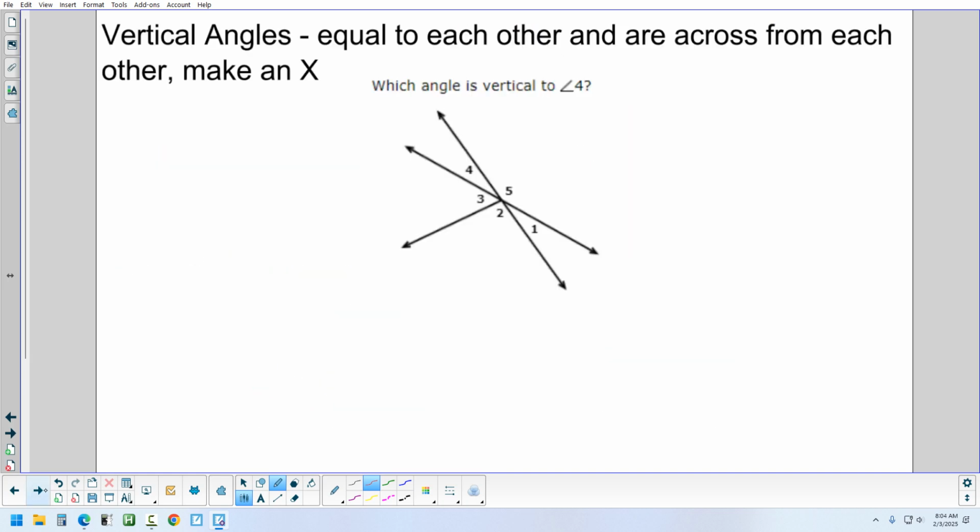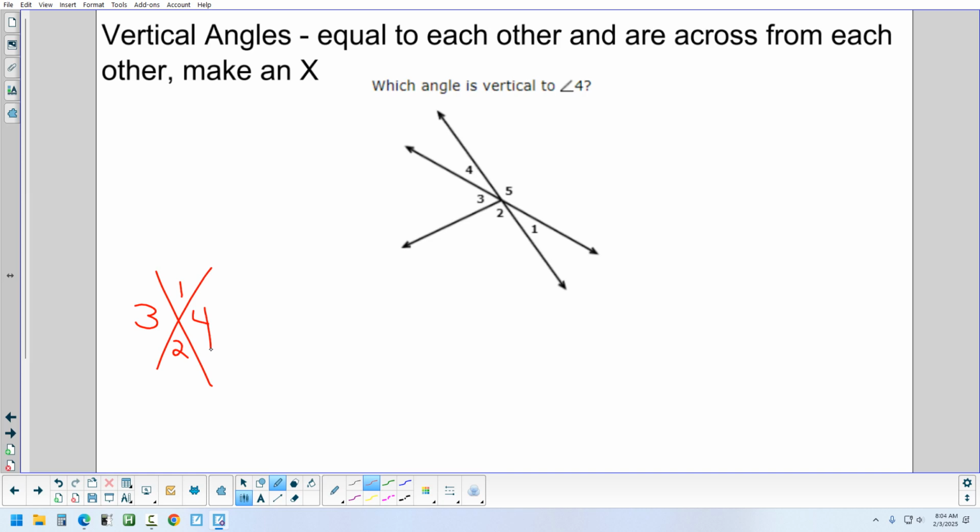So next word, vertical. Vertical angles are angles that make an X shape. So if I had something like this, angle 1 and angle 2 are what we call vertical. They're across from each other in an X shape. Angle 3 and angle 4 are also vertical. So those are what we call vertical. They have to be across from each other in an X shape.